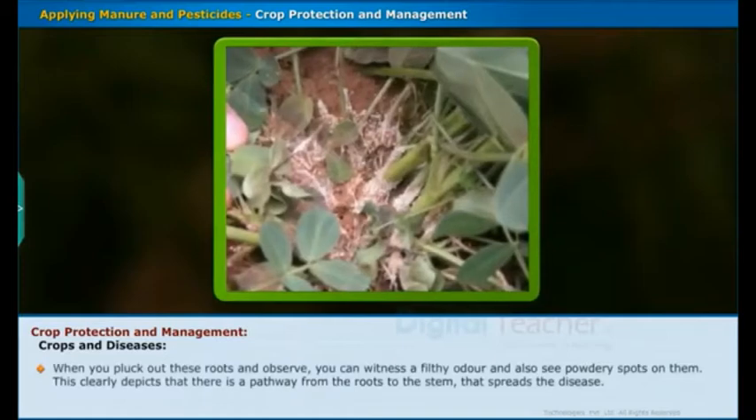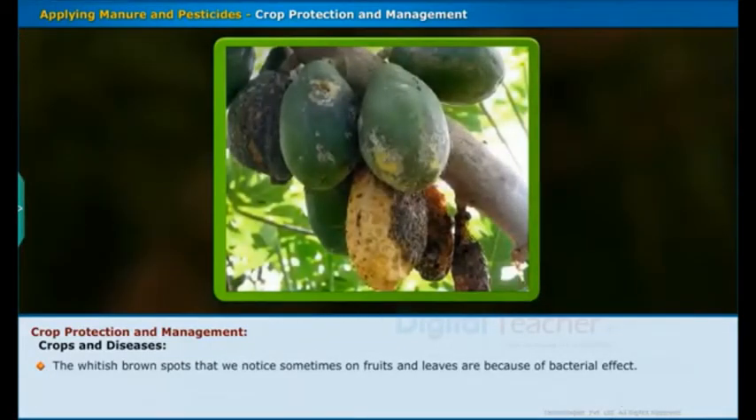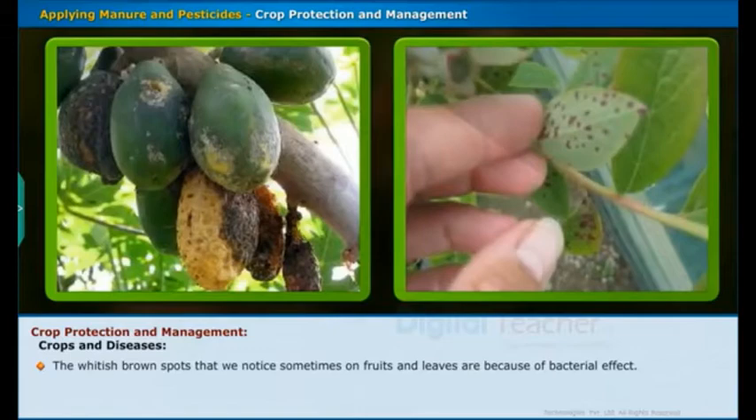When you pluck out these roots and observe, you can witness a filthy odor and also see powdery spots on them. This clearly depicts that there is a pathway from the roots to the stem that spreads the disease. Now, observe the leaves and stem of a lemon plant that has spots on it. The spots formed on these are a result of viral action. The whitish-brown spots that we notice sometimes on fruits and leaves are because of bacterial effect.